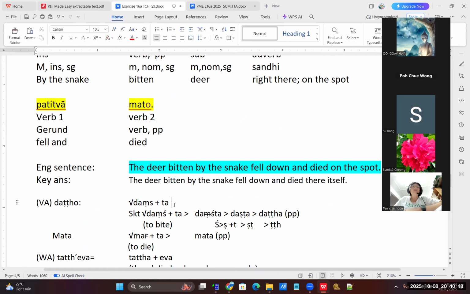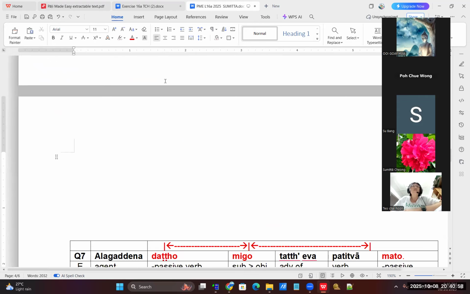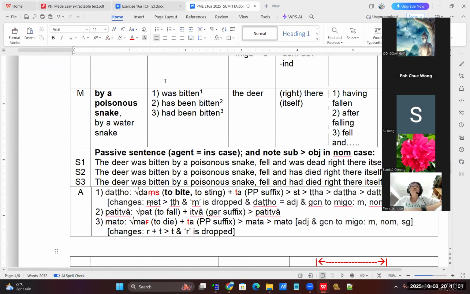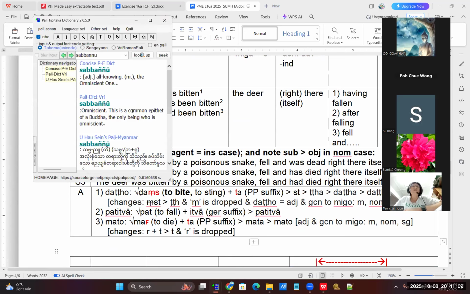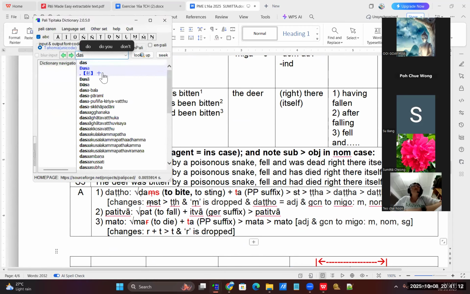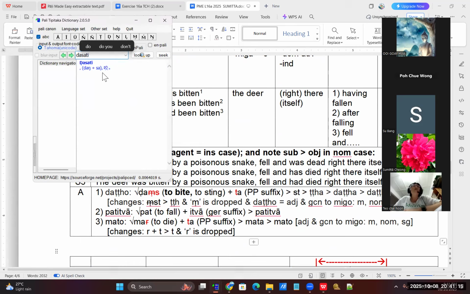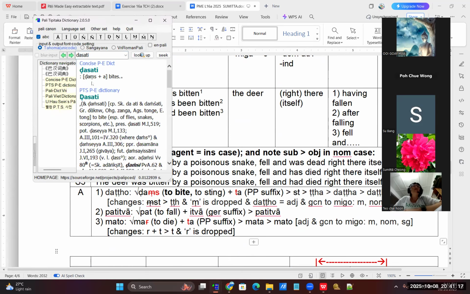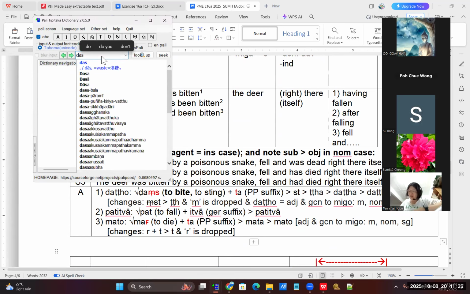Dasta. Dasta, yeah, damsta. So is it damsta or dasta? I think there are two roots, right? Two roots. Yes. Damsati. Dasta. Dasati. Okay. There's another root here. Dastati. DAS. Das. So you can show DAS if you want. Do we have the root das? Got.